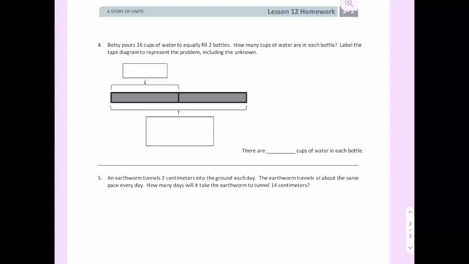My pen stopped working. Betsy pours 16 cups of water to equally fill 2 bottles. How many cups of water are in each bottle? So are we looking for the number, I'm abbreviating, of groups or size of groups? That's what we have to ask ourselves. So we know that we have 16 cups of water. That's our total, 16 cups.